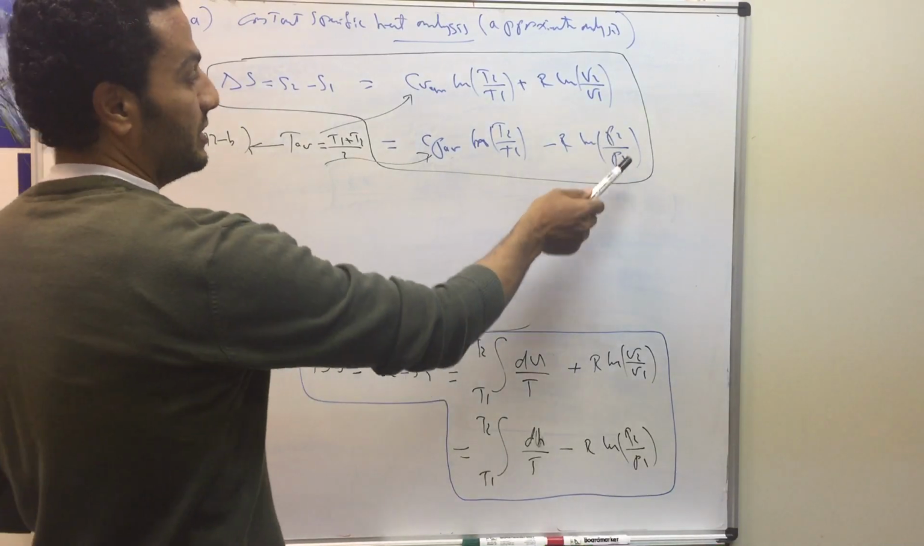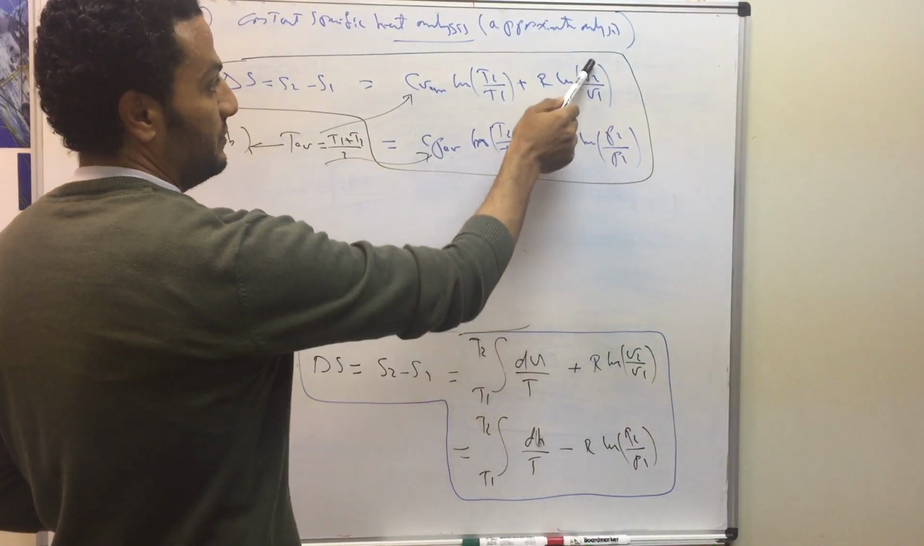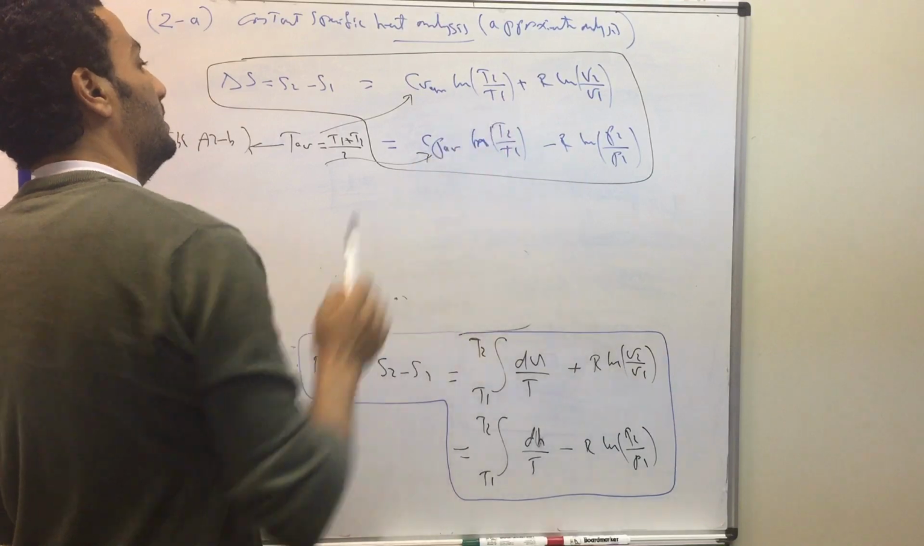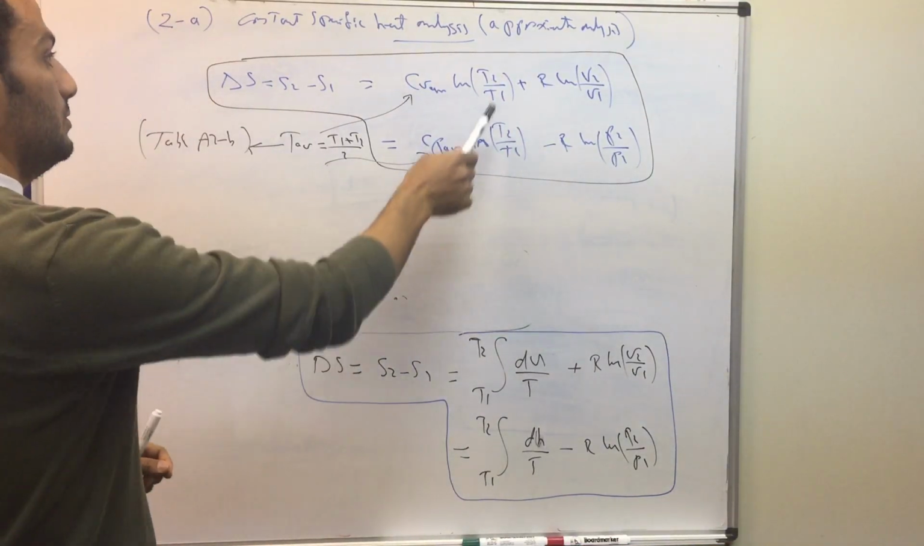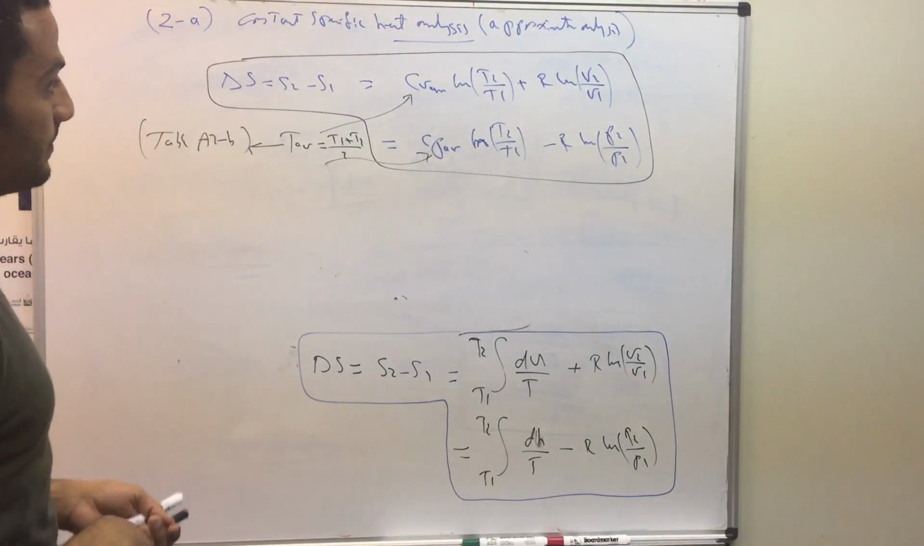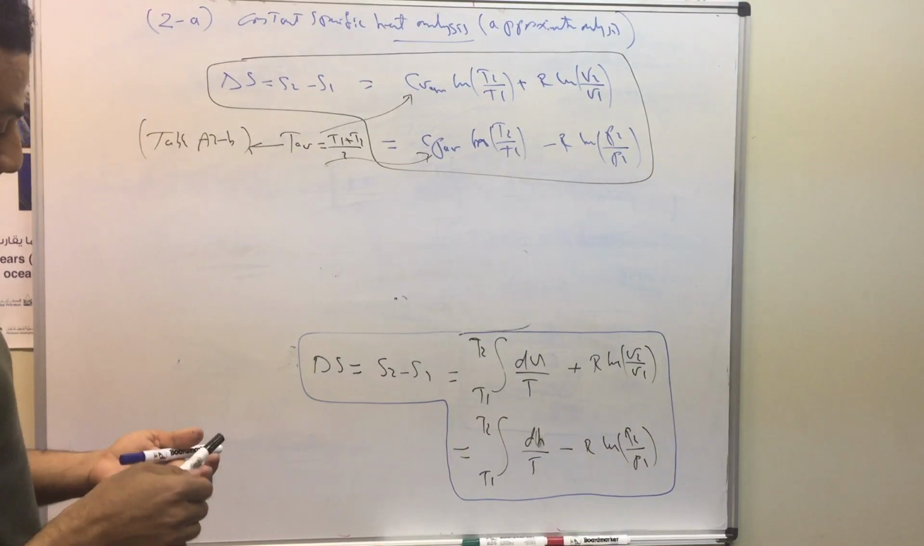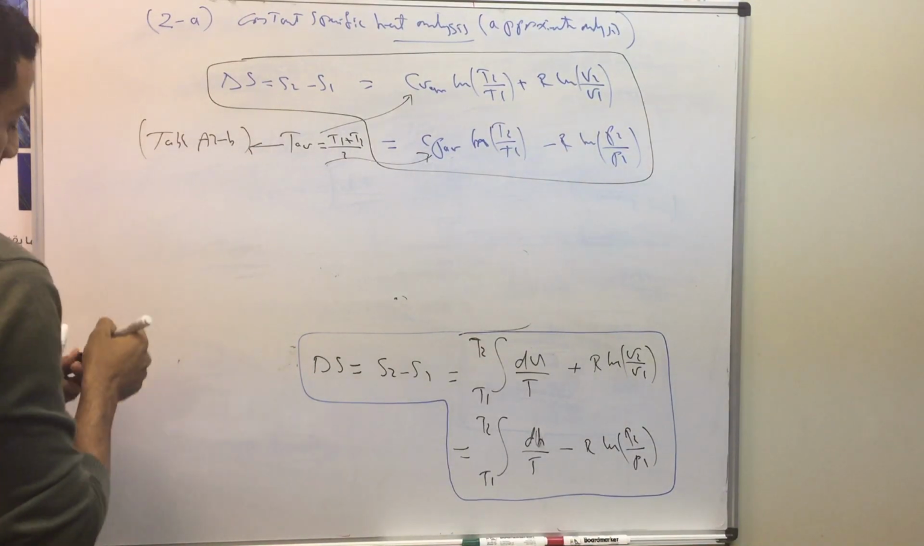If V2 and V1 are given, I can use the first equation. If pressures P2 and P1 are given, I can use the second equation. But in all cases, T1 and T2 should be known in order to calculate delta S. This is called the constant specific heat analysis.